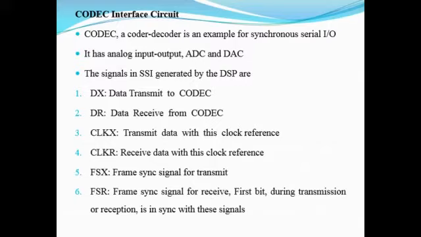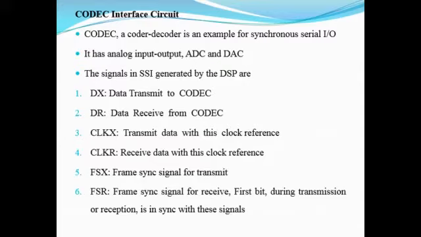The next we have is the codec interface circuit. Codec, in short, stands for coder decoder, which is an example for the previously discussed synchronous serial communication, that is serial I/O. So that is the synchronous communication we come across, and the codec consists of ADC and DAC, and it has analog input and output.